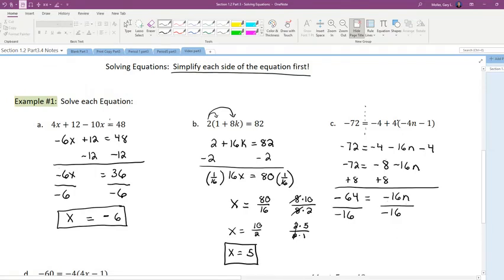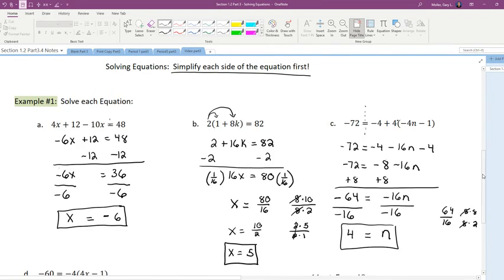I want it to be gone because I only want positive n. Negative divided by a negative is a positive. And then I get 64 divided by 16, which I believe is 4. Why do I think it's 4? Because I'm looking over here at 64 over 16, and I'm thinking about 8 times 8 over 8 times 2. My 8's cancel, and I'm left with 8 over 2, which is 4.